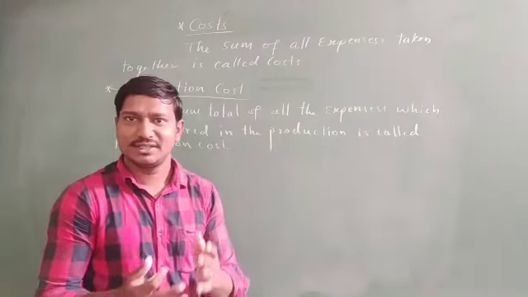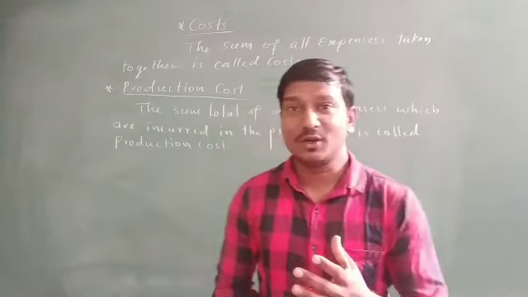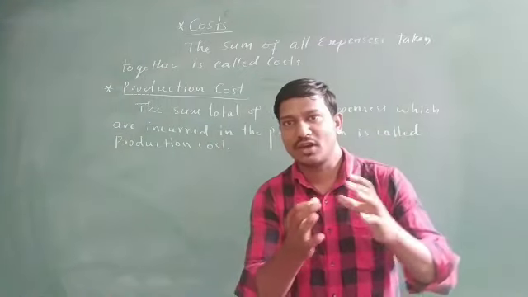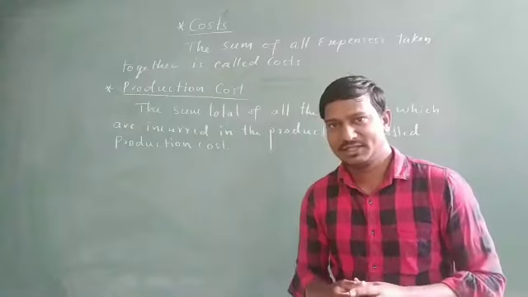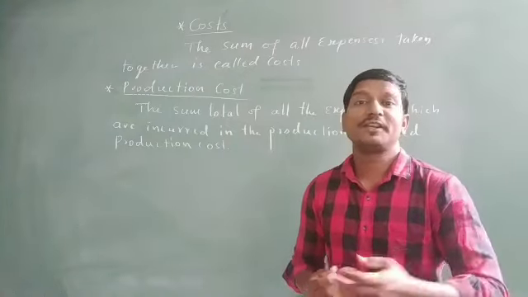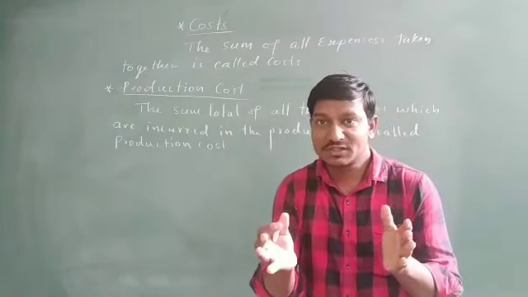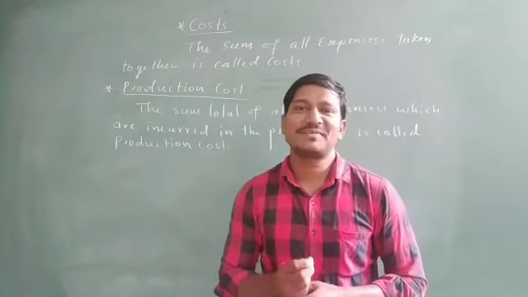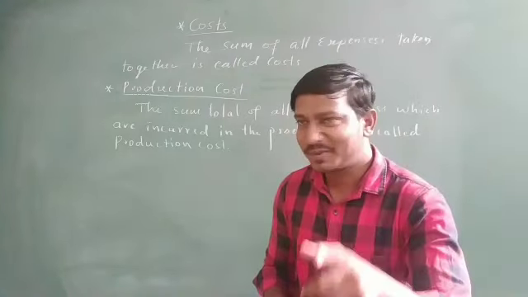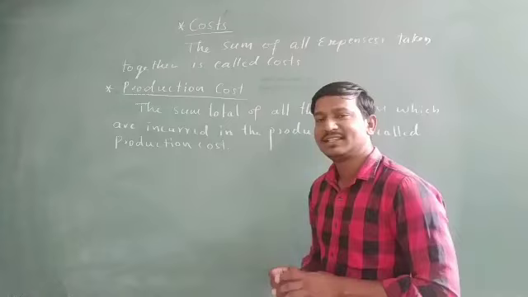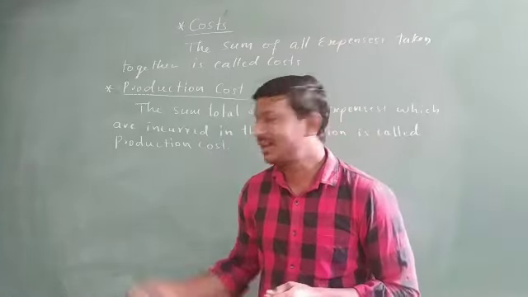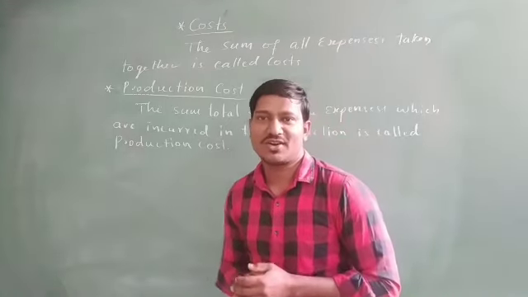So as we know, in production what do we do? We convert all the raw materials or the inputs into output, the finished goods. While in the process of conversion, whatever expenses we incur, the sum total of those expenses is going to be called the production cost.